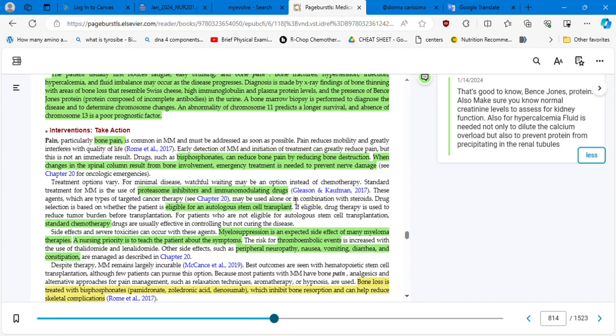Remember, you are the last step between the provider's prescription and the patient. Nurses are with the patient most of the time, so if you detect that the patient is developing certain signs and symptoms that are going to be worse if you give them certain medications, it's your responsibility to tell the provider and sometimes to stop the medication, okay, or question the prescription. Standard chemotherapy is another treatment. Myelosuppression is an expected side effect of many myeloma therapies.